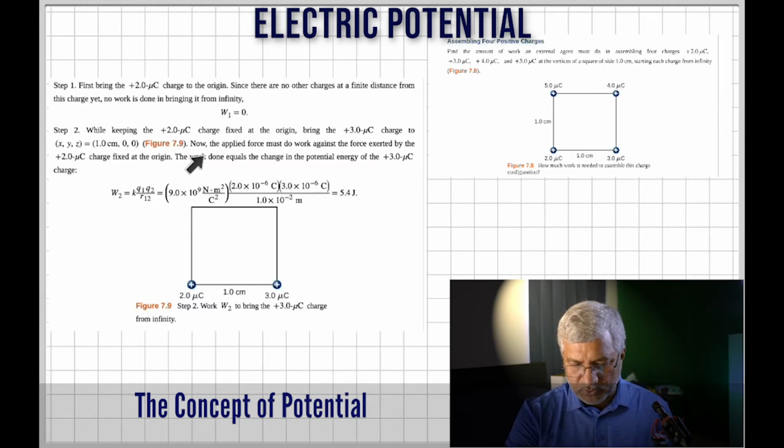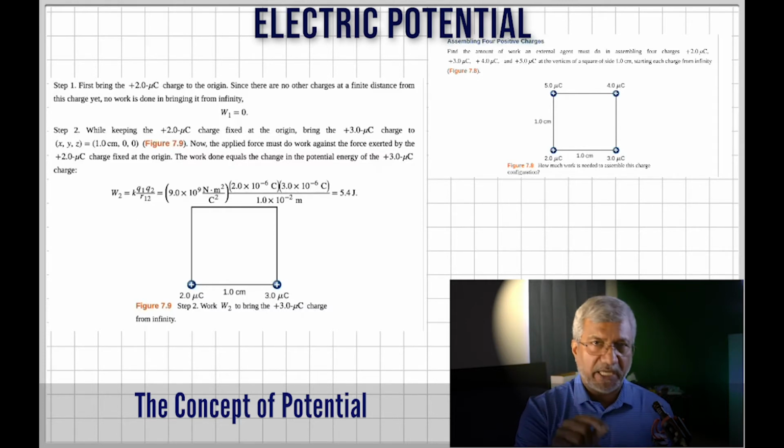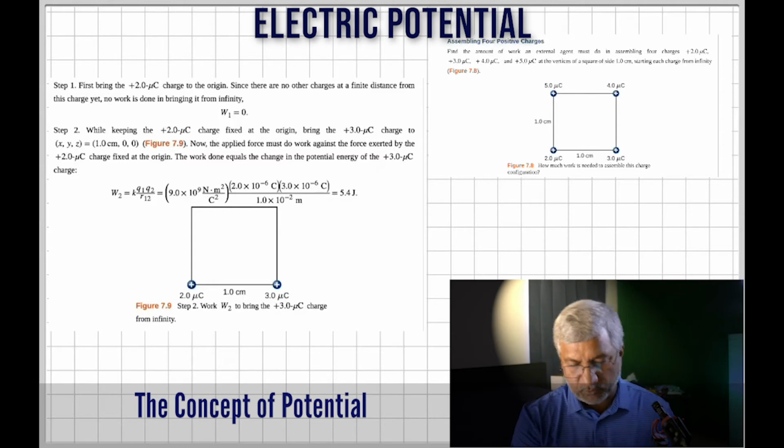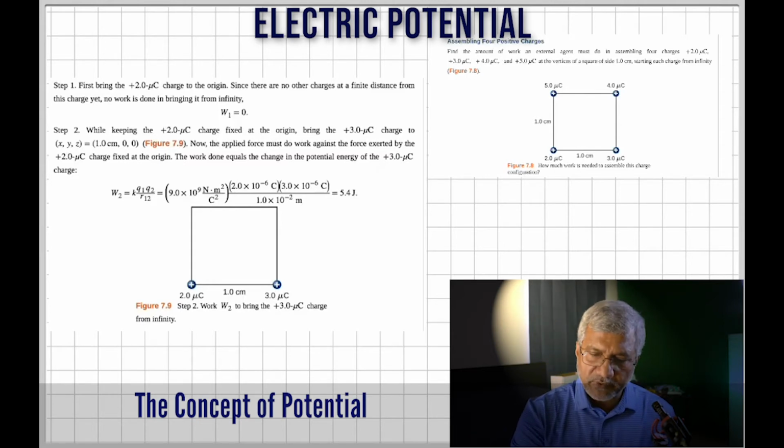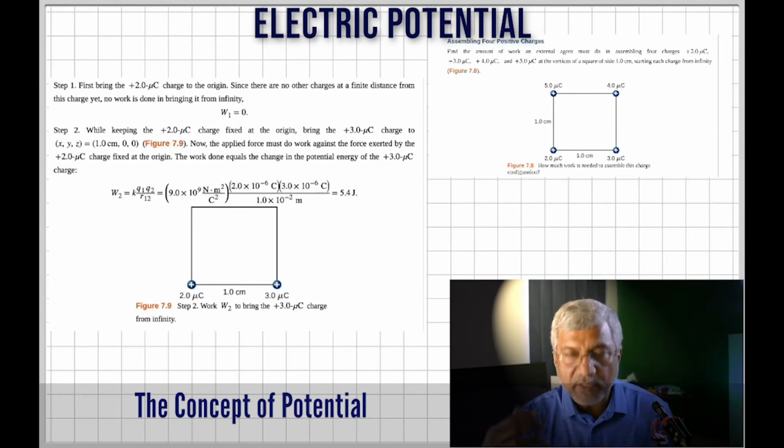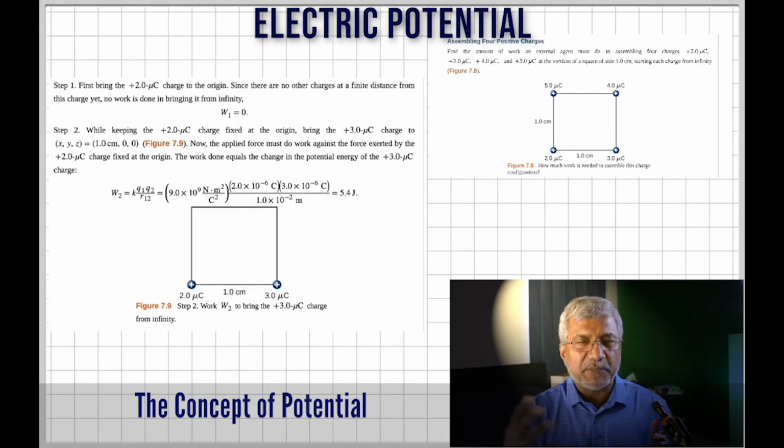But when we go to the next one, remember that the formula is KQ by R. So since there are 2 charges, it will be K Q1 Q2 by R12, where R12 is the distance between 1 and 2, you see. And remember, K is 9 times 10 to the 9, or 8.99 times 10 to the 9, which we round off to 9 times 10 to the 9.